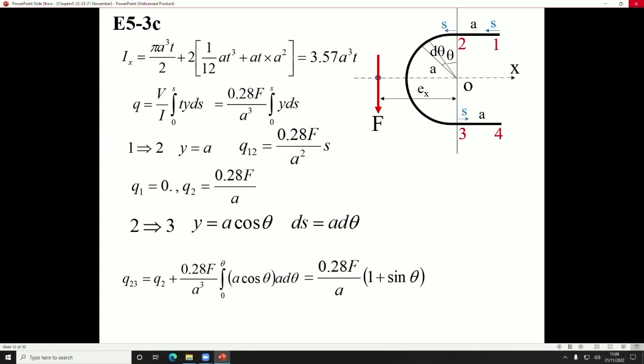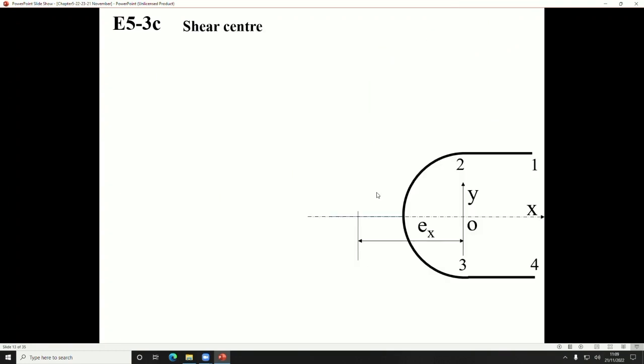Now, can somebody tell me, if I want the shear flow at this position, what do I have to do? Thank you. Excellent. So at this point, theta is equal to pi over 2. So theta equal to 0, then gradually moves to theta equal to pi over 2, and then goes to theta equal to 180 degrees. So at this location, theta equal to pi over 2 gives us the shear flow at this location, which is the maximum one.